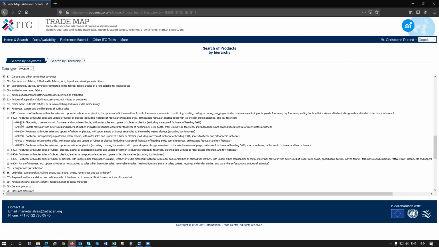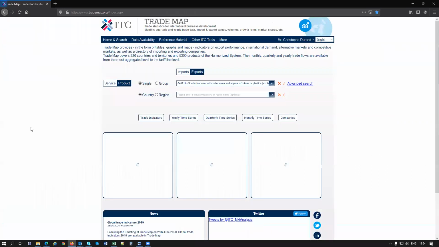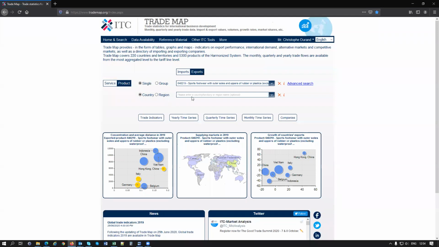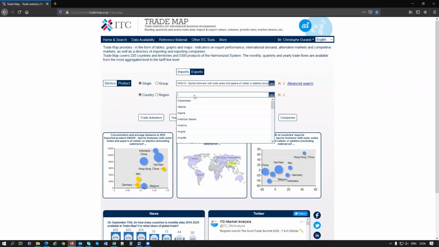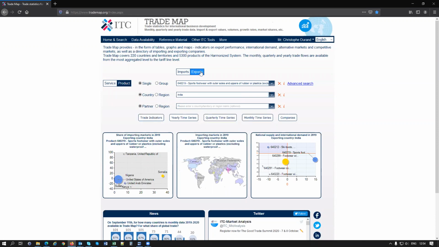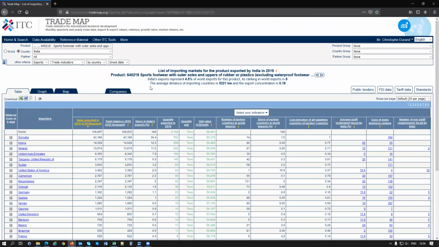Right, now, so let's see what I can get in terms of sports footwear with plastic and rubber, right? And I was saying I want to have a look at the case of India, right? So I'm selecting the product, I'm selecting the country, right? And I can go directly on the export side to the trend indicators, right? And here we go. We see what's the situation of India's exports of these kind of sports shoes, right? So what have we got?